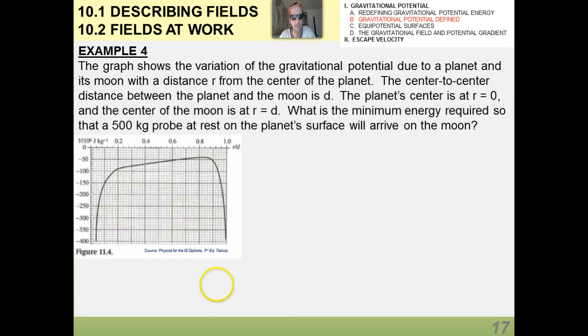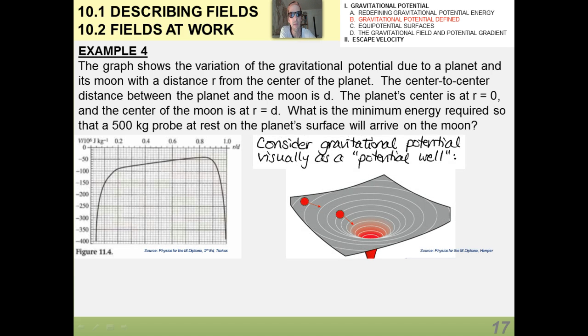Try this example. The graph shows, I'll let you read it and then you can try it. Great question. You're going to need me to go through this in class a little bit, and that's okay. I don't mind doing it, but I'll go through it here.